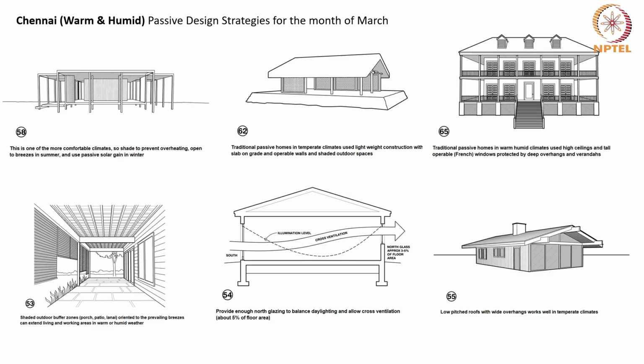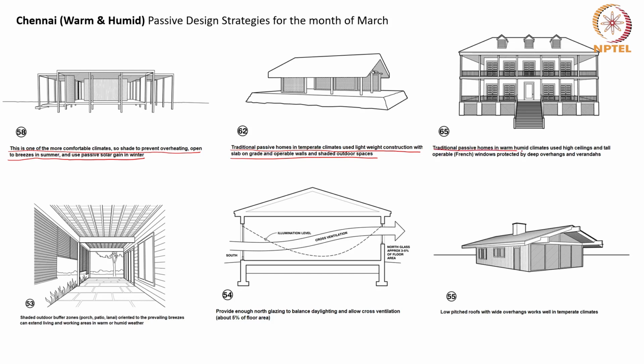Then for the month of March, this is one of the more comfortable climates. So shade to prevent overheating, open to breezes in summer, and use passive solar gain in winter will be a good strategy. And traditional passive homes in climate use lightweight construction with slab on grade and operable walls and shaded outdoor spaces, which is valid even for March climate in Chennai.